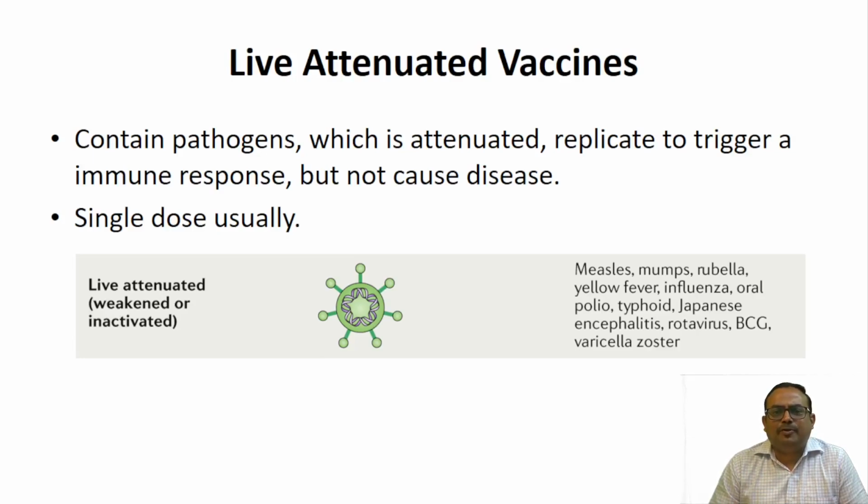So first, live attenuated vaccines. As the name suggests, it contains live pathogens which have been attenuated or weakened. So they have the potency to replicate and to trigger an immune response, but they do not cause disease. Classical examples of live attenuated vaccines include measles, mumps, rubella, yellow fever, influenza, oral polio, typhoid, Japanese encephalitis virus vaccine, rotavirus vaccines, BCG vaccines, and varicella zoster vaccines.